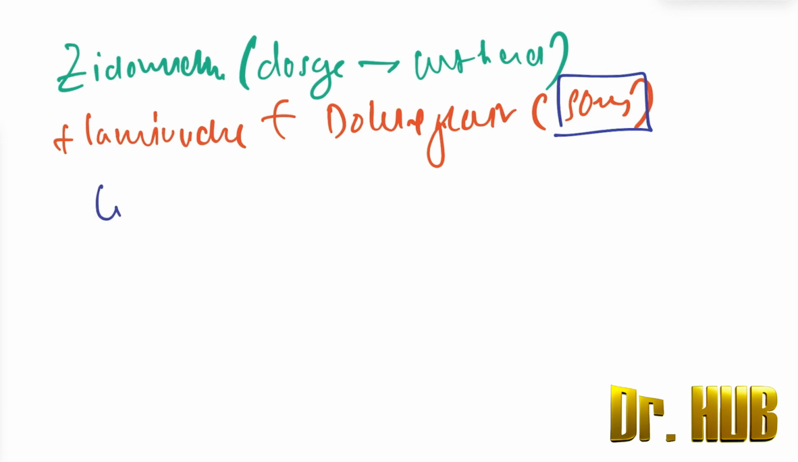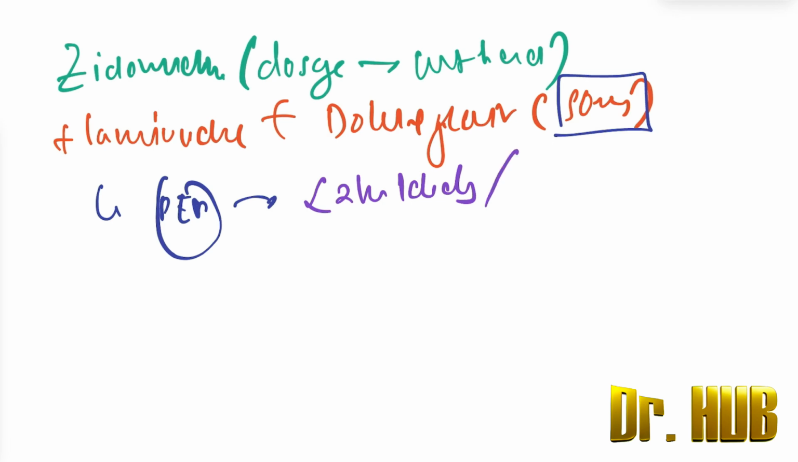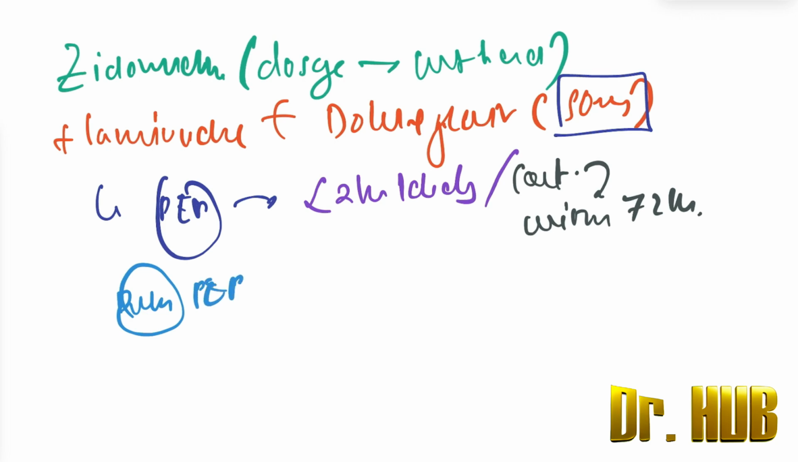What we need to know is that PEP must be initiated ideally within 2 hours, and certainly within 72 hours. The duration of PEP is 28 days or 4 weeks. So this was all about the 2021 NACO guidelines for PEP for HIV.